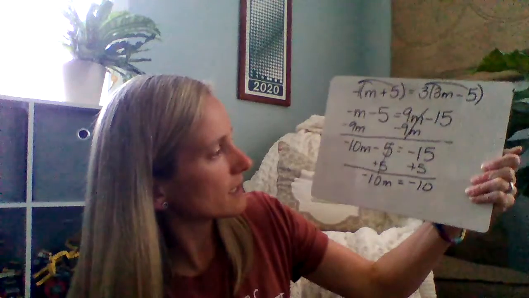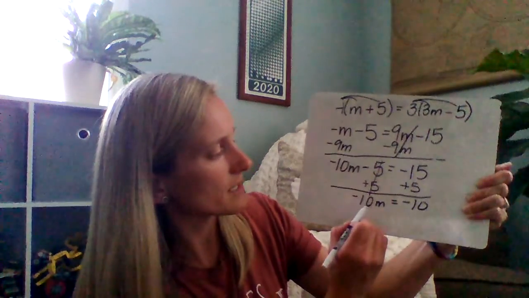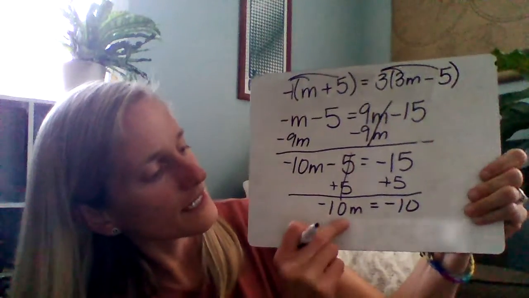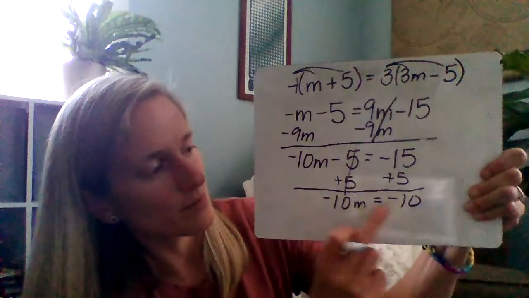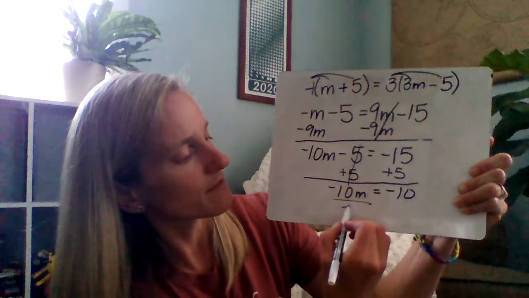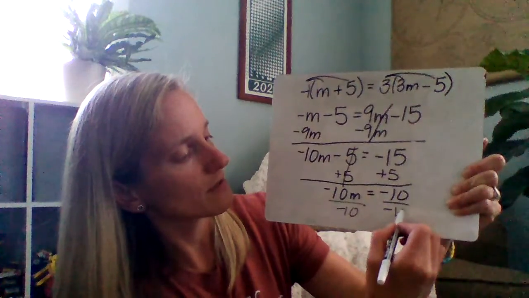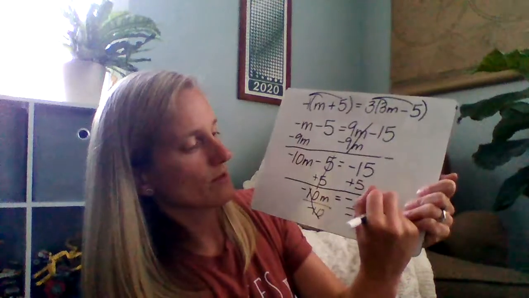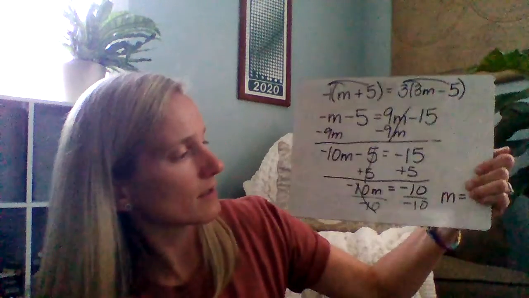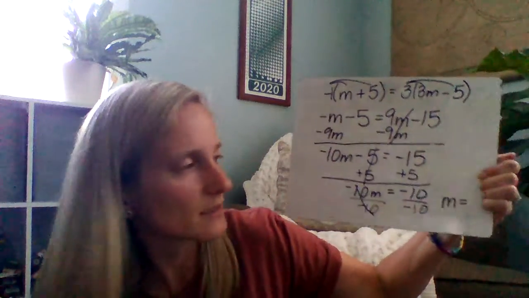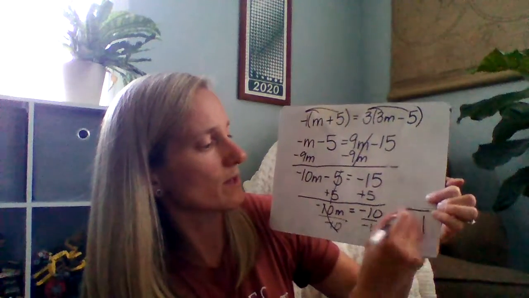So now I need to divide both sides by, well, let's look at it. I have negative 10m by itself, only one term here and one term here. I want the m all by itself. Since these two are multiplied, I'm going to divide both sides by the coefficient. Negative 10 divided by negative 10 is 1. So m is equal to, and on this side I actually have negative 10 divided by negative 10, which is 1. So in this problem, m is equal to 1.